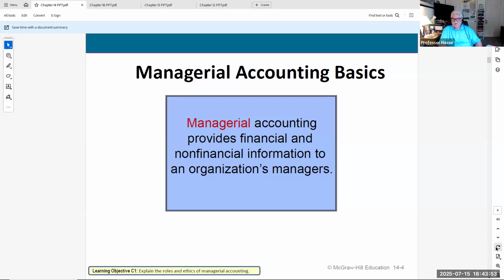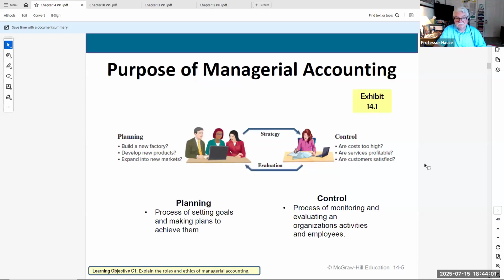Managerial accounting provides financial and non-financial information to an organization's managers. Us, we're managers. It's used in planning. It's used in control. It's used in determining what our costs are. Should we build a new factory? Should we develop a new product line? I'm sure a lot of you work in companies and you're always finding a way to try to make more money or stay competitive in your field.